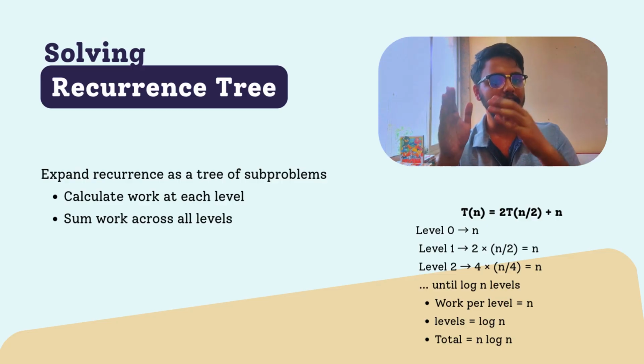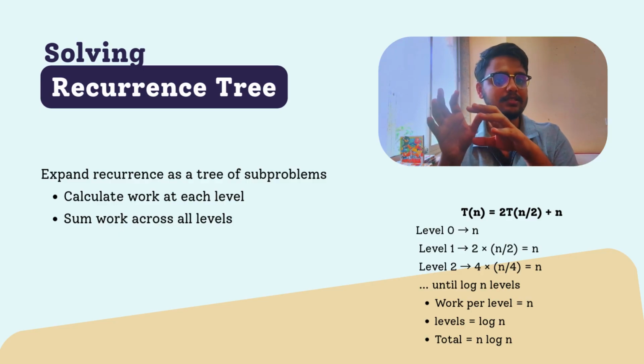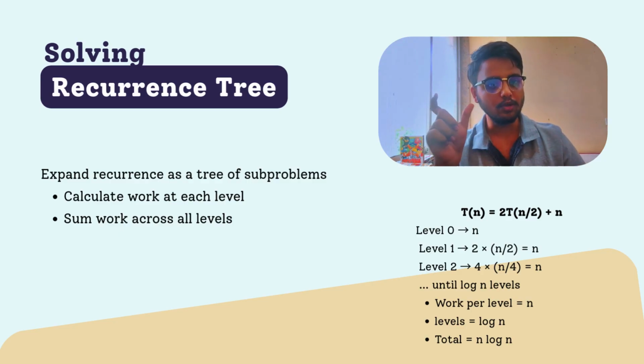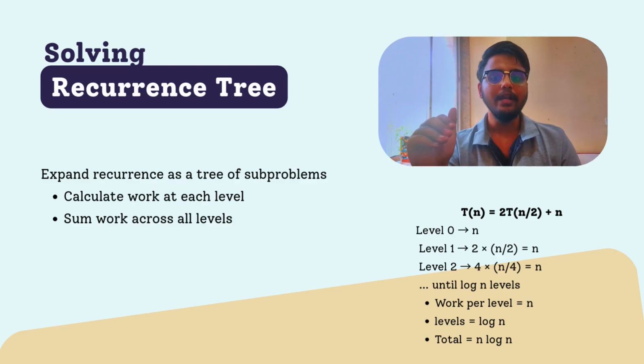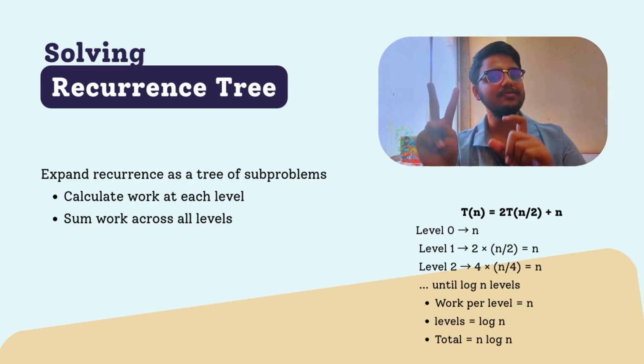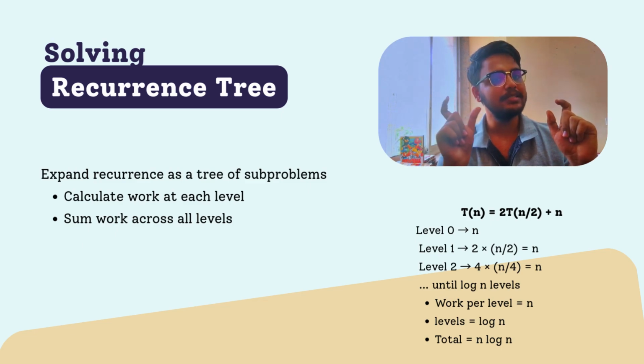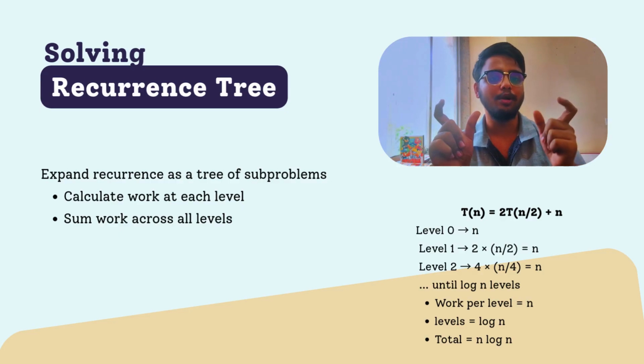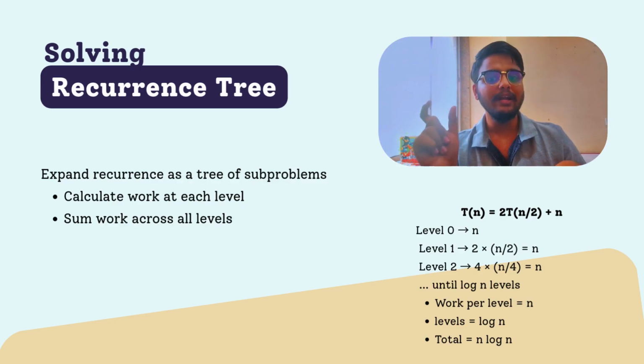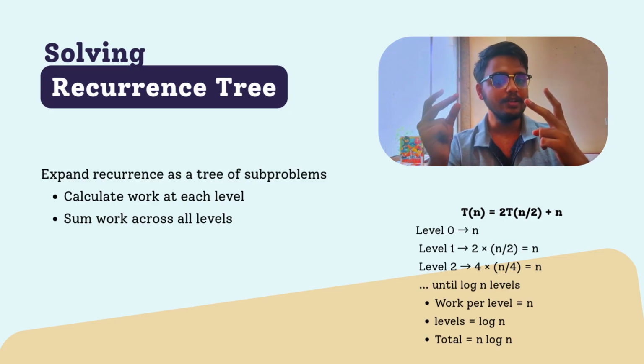For level 0, that is the root level, which is also known as the starting level, the total amount of work done is n. Now at level 1, we have two subproblems, each of size n by 2. Work done for each subproblem is n by 2 and the total number of subproblems is 2. So the total work done at this level is going to be 2 times n by 2, which is n as well.